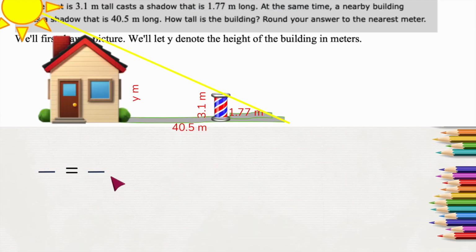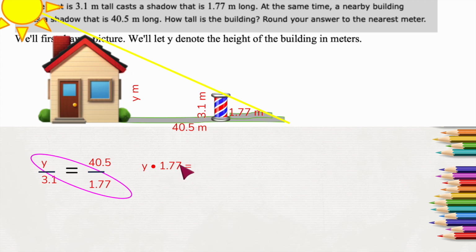You can see I've got it slightly set up here. We're going to do the height of the house over the height of the pole, and then the length of the shadow of the house to the length of the shadow of the pole. Now that we have it set up, I'm going to do cross multiplication. As soon as I have a proportion, fraction equal to fraction, I go ahead and do cross multiplication.